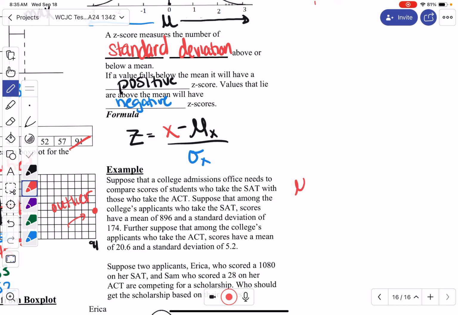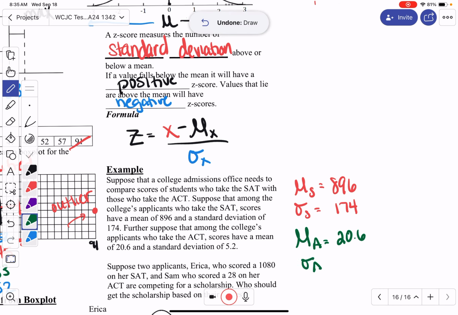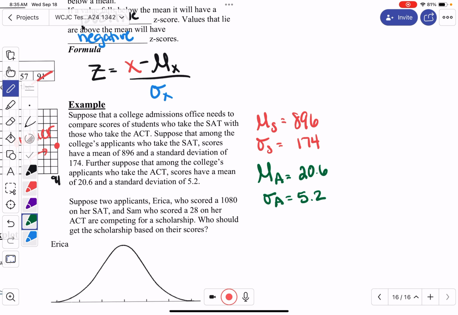The mean of the SAT is equal to 896 and has a standard deviation of 174. The mean of the ACT is 20.6 and it has a standard deviation of 5.2. Two students, Erica and Sam, take these tests.